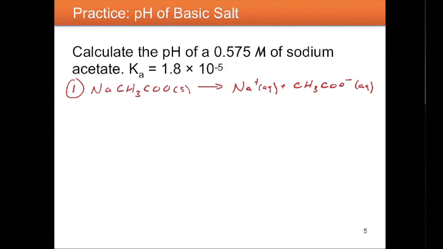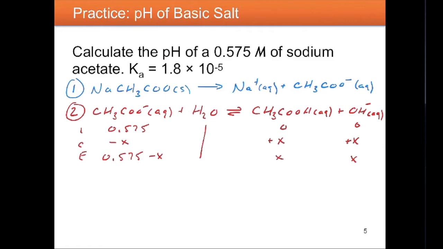CH3COO minus. Now again, we have to determine if either the Na plus or the CH3COO minus reacts with water. We know that Na plus is a spectator ion, so that's not going to react with water. It's not going to produce any H plus or OH minus. CH3COO minus, that's a weak base, so that's going to react with water, and it's going to accept a proton from water and then result in the production of OH minus.